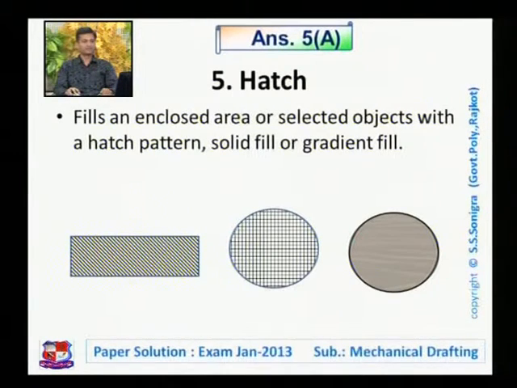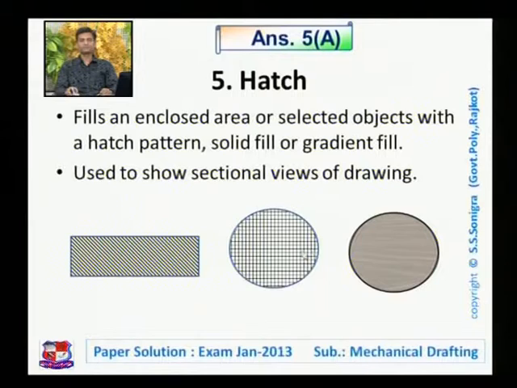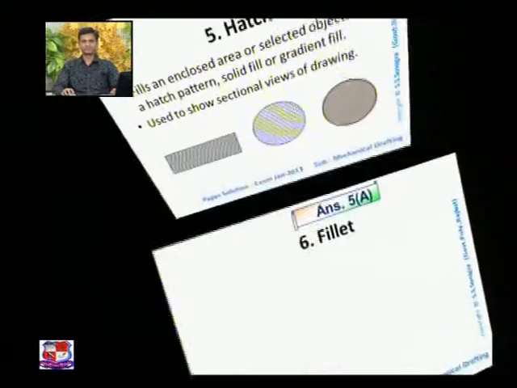In this rectangle, the pattern is filled with lines at an angle of 45 degrees with equidistance. Here a square grid is filled, and this is a gradient fill. We can draw such drawings with the help of hatch command. It is used to show sectional views of the drawing. In case of drawings where sectional views are needed, hatch command is used.